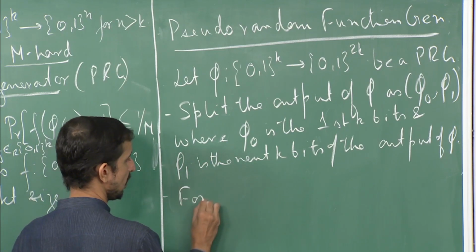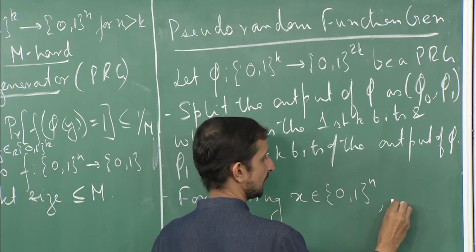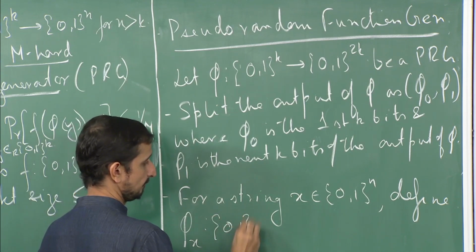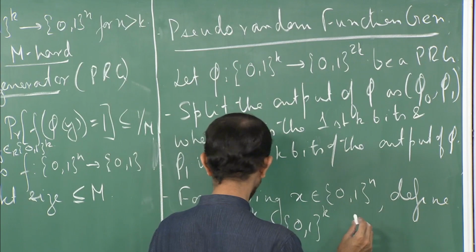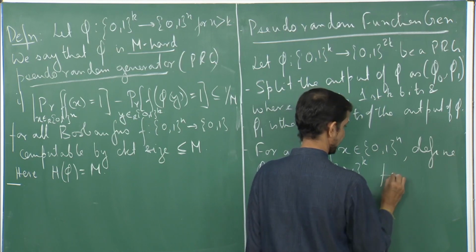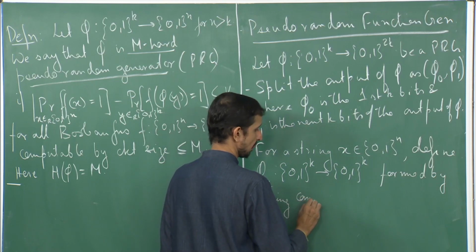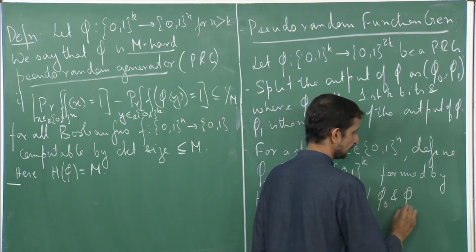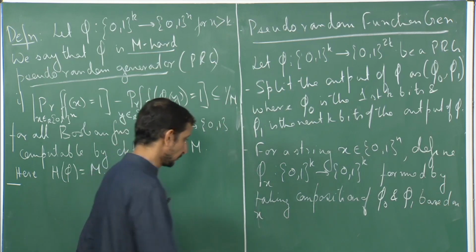Now for a string x belonging to {0,1}^n, define phi x to be the function from {0,1}^k to {0,1}^k formed by taking composition of phi 0 and phi 1 based on x.